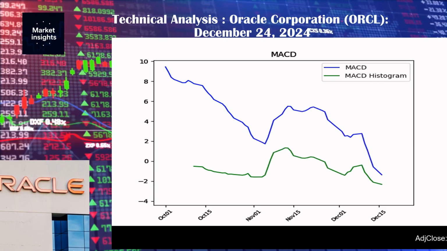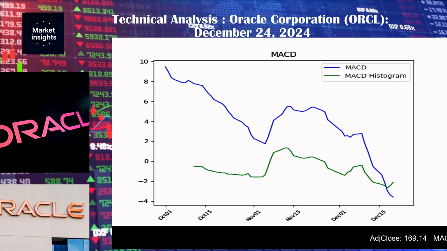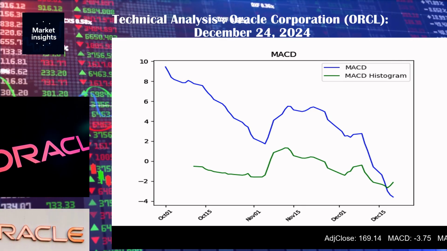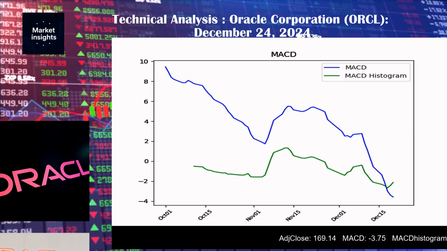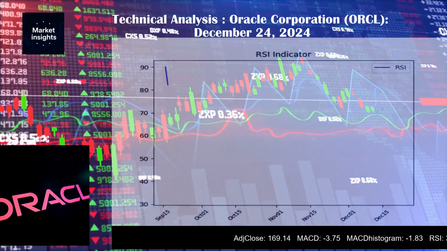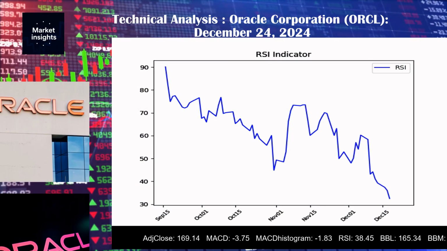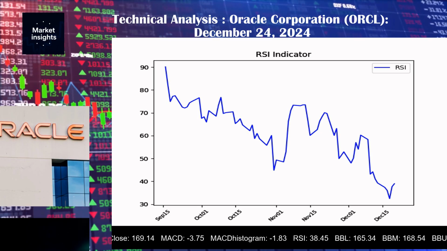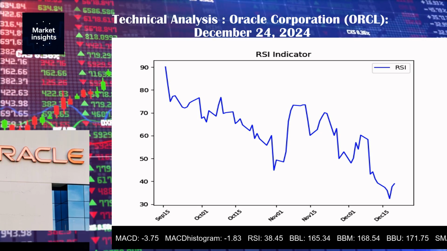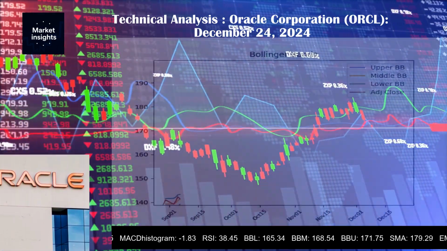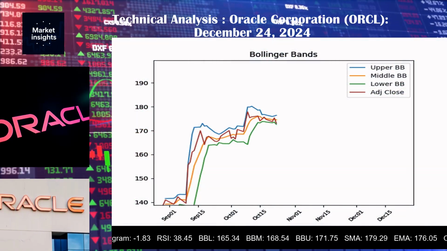Moving on to the MACD chart. The MACD line has crossed below the signal line, generating a bearish crossover. The MACD histogram is currently negative and widening, further reinforcing the downward momentum. The RSI chart shows a significant drop from overbought territory. Yes, it's nearing the oversold threshold, currently around 38, hinting at a possible short-term price rebound.